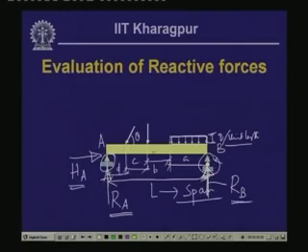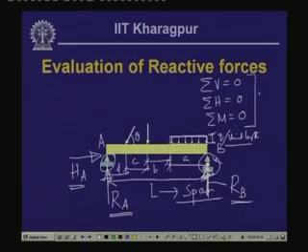These are evaluated from the equations of statics. As you know, we have three equations of statics: summation of vertical forces equals 0, summation of horizontal forces in the beam equals 0, and summation of moment at any point equals 0. So, if we employ these three equations, we can evaluate three unknown quantities.